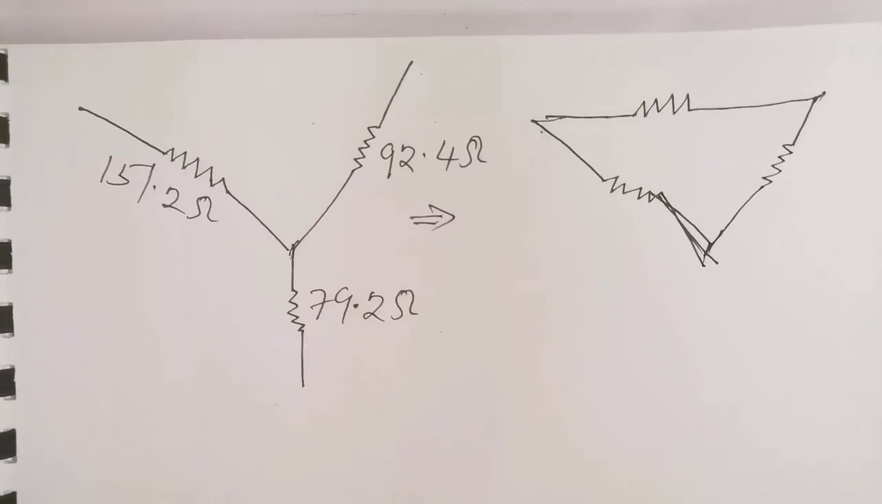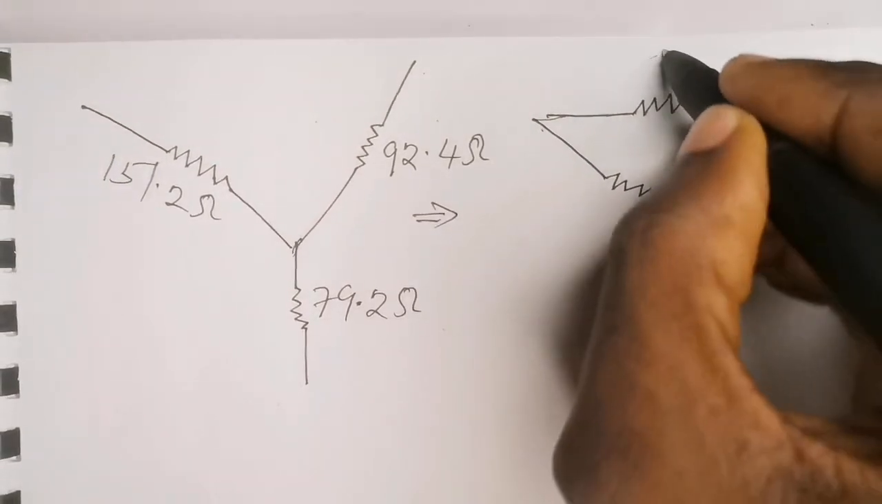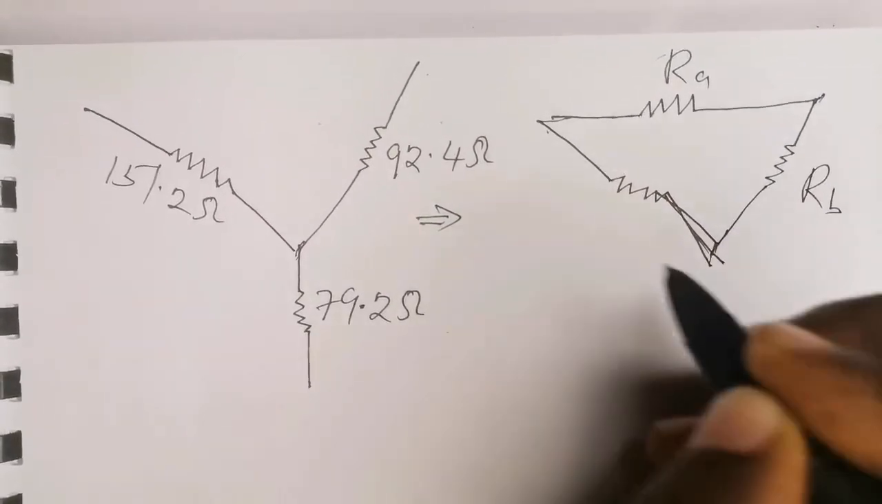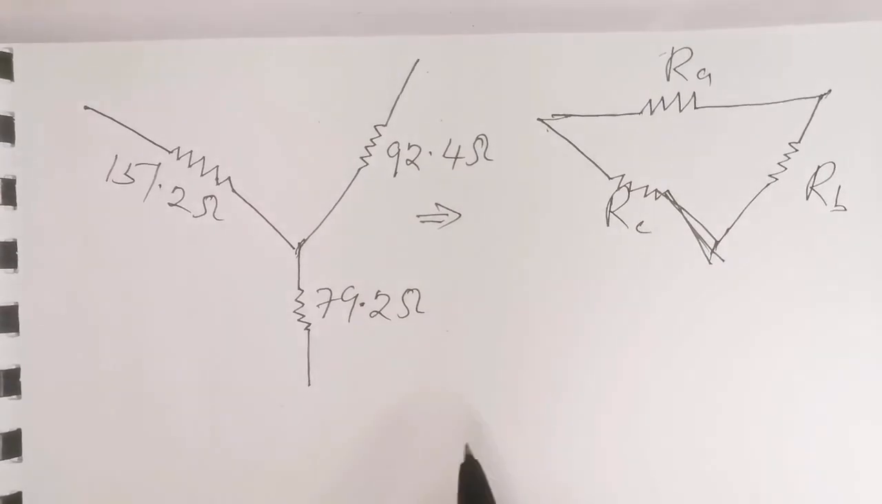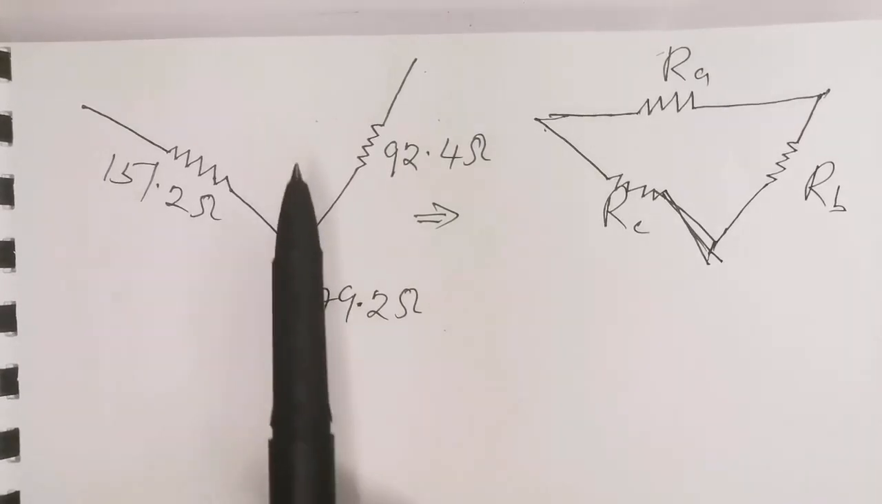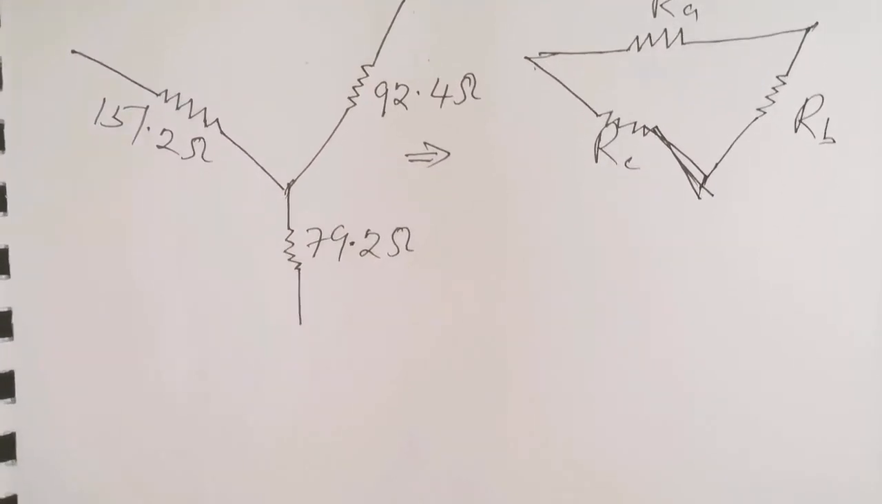So forgive me, the diagram is not too accurate, but let's call here RA, call here RB, call here RC. So we are looking for the equivalent values RA, RB, and RC to convert this into a delta network. So once again, what I will advise you to do, we are following a shortcut here, is to draw the delta network and impute the star into it. So let's do this and see.